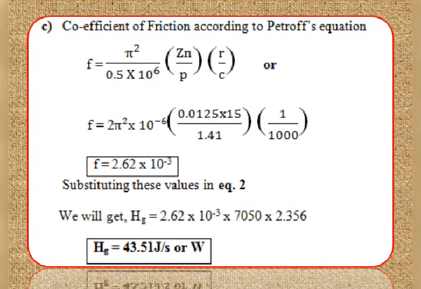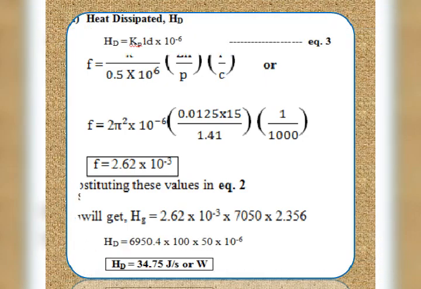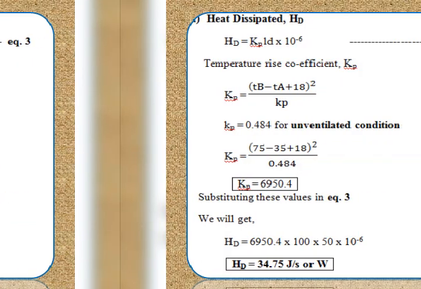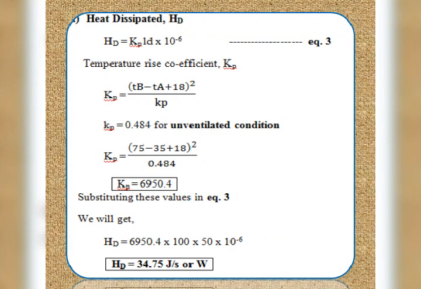And substituting this value of coefficient of friction in equation number 2, we are getting heat generated H suffix G is equal to f into W into V. Here f is the coefficient of friction, that is 2.62 into 10 to minus 3, into unit load, that is 7050, into velocity, that is 2.356. We are getting heat generated H suffix G is equal to 43.51 joules per second or watt. This is the first unknown we're supposed to get.